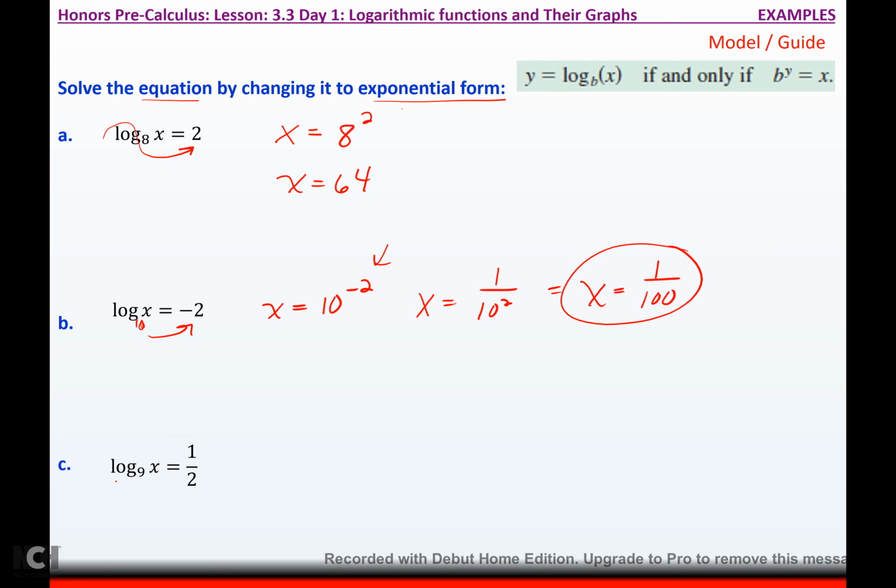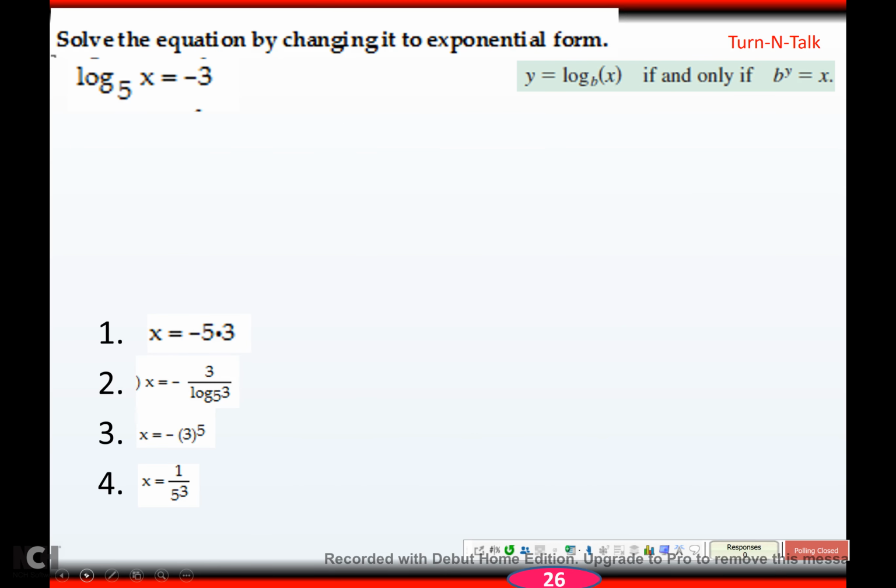Okay? The log rolls over, the bug moves over. I get x equals 9 to the 1/2, which is the square root of 9, which is 3. Okay? Alright, so you do this one. Come back when you're ready. Hit pause.